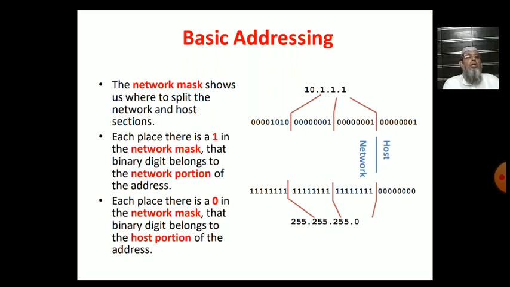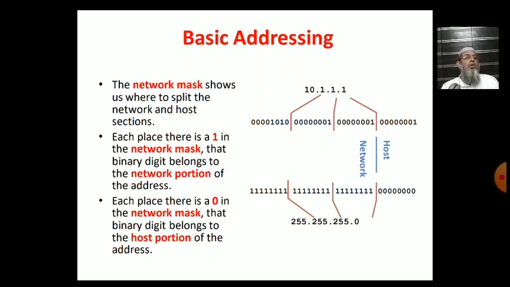So first part, we can see 10.1.1.1 converted, and the binary values are given, and 4 octets are there. So 24 bits are stated as network. Why? Because we are using the concept of network mask.